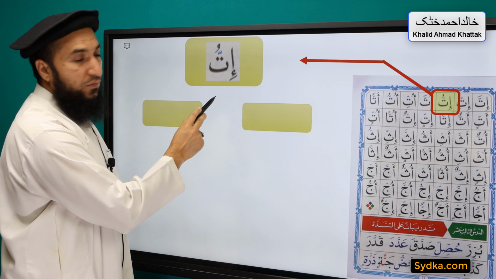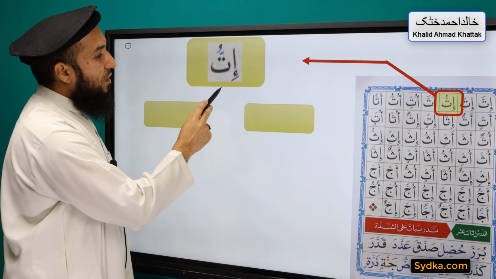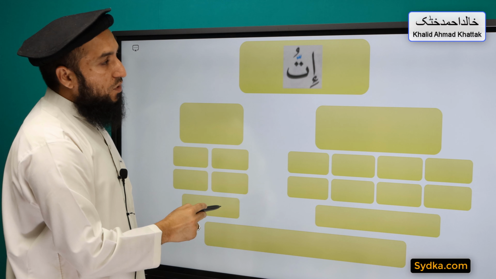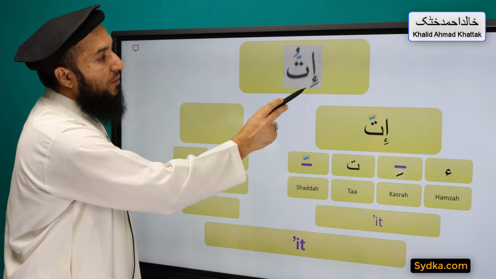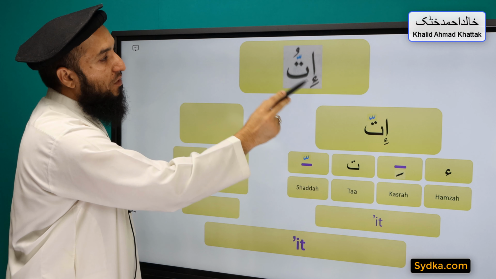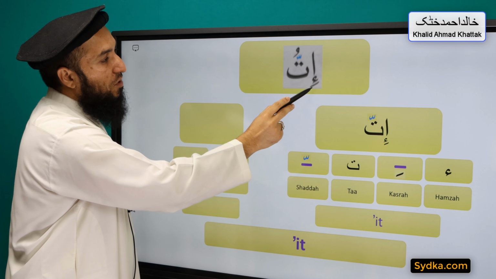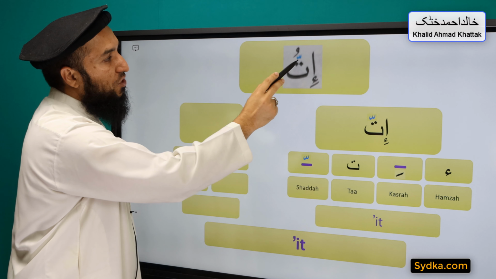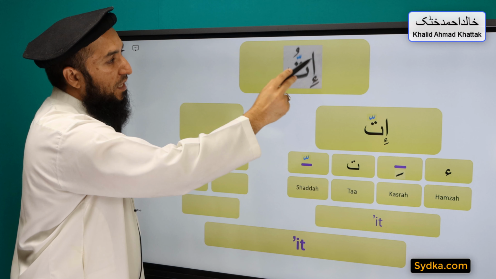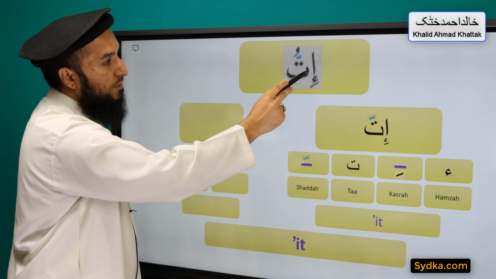The next word we have is ittu, and it can be divided into two syllables. The first syllable we have is hamza kasra ta shadda it. Hamza is a light letter, it has kasra underneath, it is followed by ta. Ta has a shadda. This alif is silent and it is used as a chair for hamza.